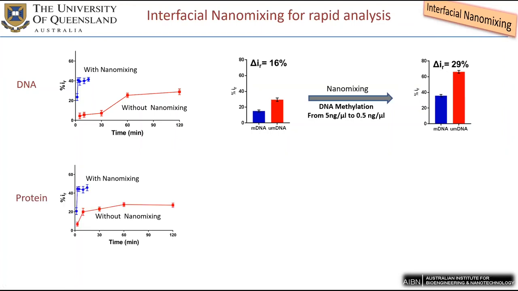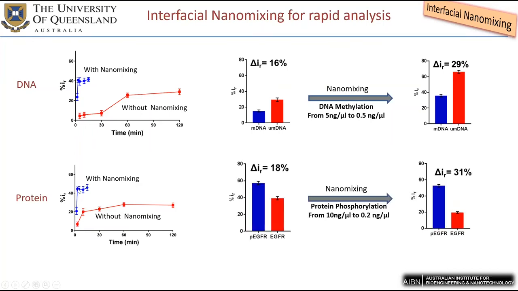In the case of protein phosphorylation detection, we also did the same. Without nanomixing, it takes a long time, and still we couldn't get a very high signal. But in the case of nanomixing, it took only 3 minutes to get a very high signal. And also, the limit of detection improved to 0.2 nanograms per microliter, and the difference between phosphorylated EGFR and non-phosphorylated EGFR increased from 18% to 31%. So we can clearly detect phosphorylated EGFR from the non-phosphorylated EGFR using our interfacial nanomixing system.